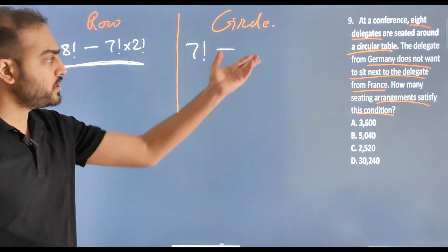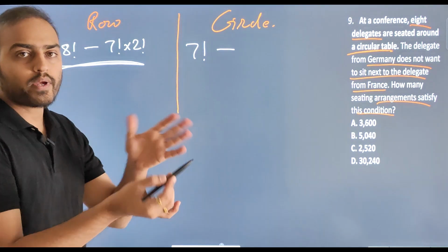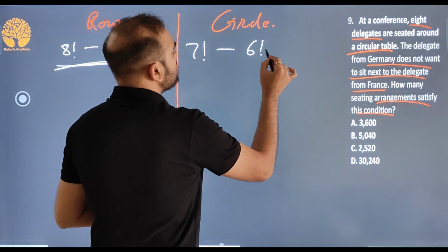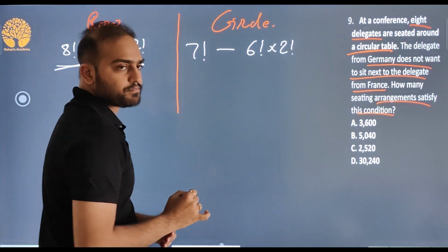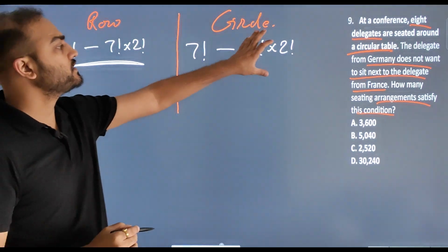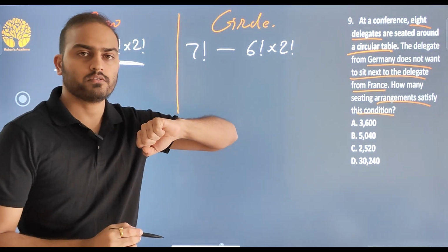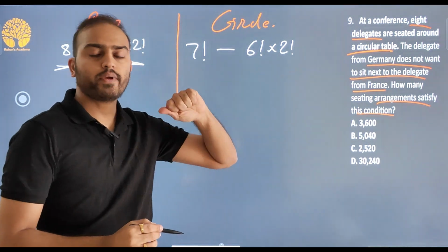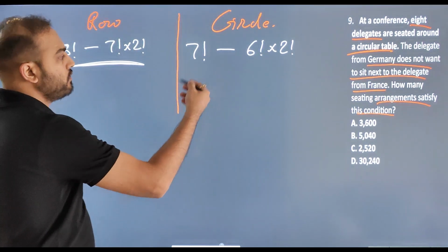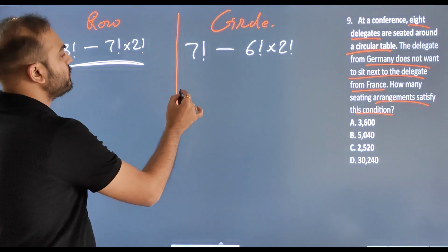Out of those 7, these two sit together, so that will be 6 factorial times 2 factorial, right? That will be 6 factorial times 2 factorial. This is when these two sit together. That's it, right? And now you solve.